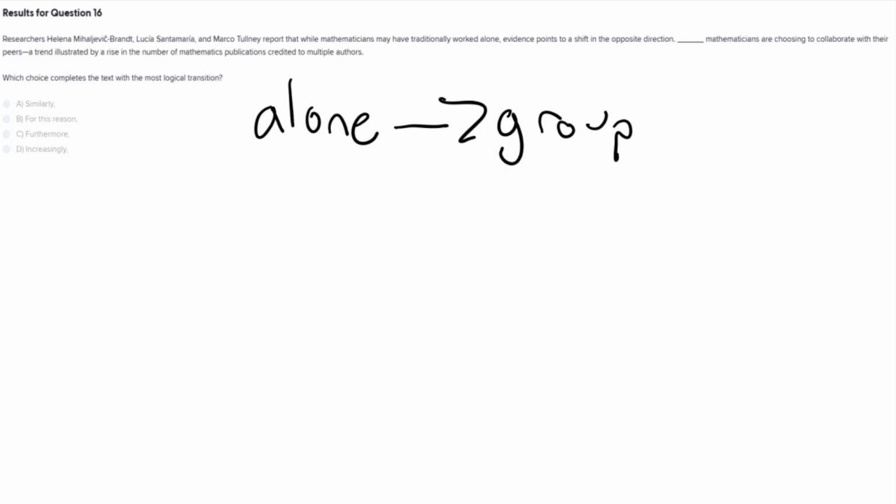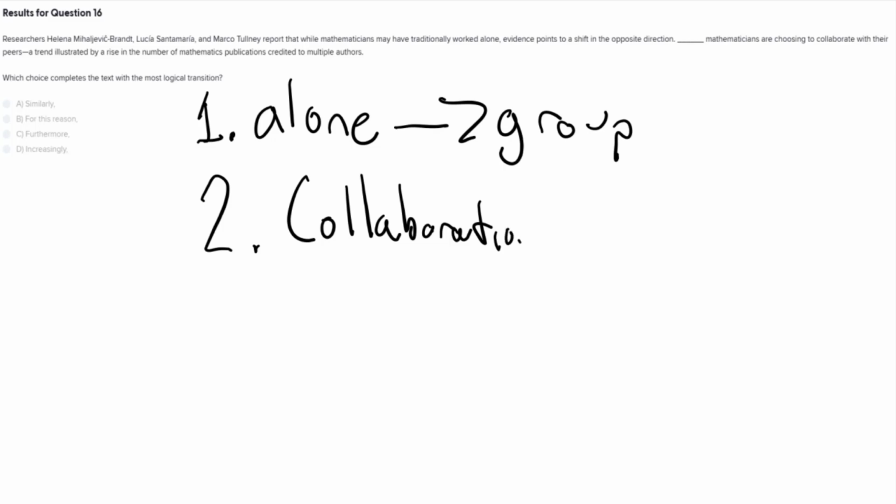Then the next sentence says mathematicians, I'll just put one for this, mathematicians are choosing to collaborate with their peers, a trend illustrated by a rise in the number of mathematics publications credited to multiple authors. So this almost elaborates on the last idea. It almost says the exact same thing. It says mathematicians are choosing to collaborate. So it's like collaboration again. They're going to this group nature. So it's kind of like equal to the group. And then it shows a trend illustrated by a rise. It gives a little bit of evidence.